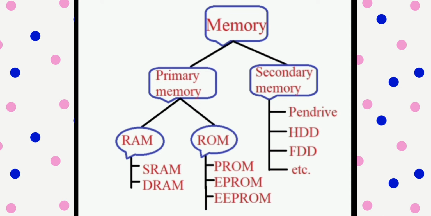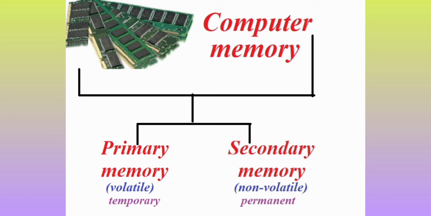Under the secondary memory, we have devices like pen drive, hard disk drive, floppy disk drive, etc. These are external devices. So, memory: primary memory and secondary memory. Primary memory is volatile, which means it stores temporarily. Secondary memory is non-volatile, which is permanent memory.